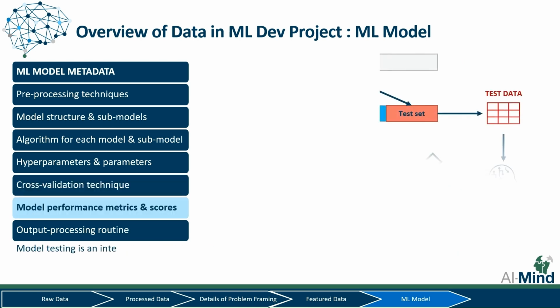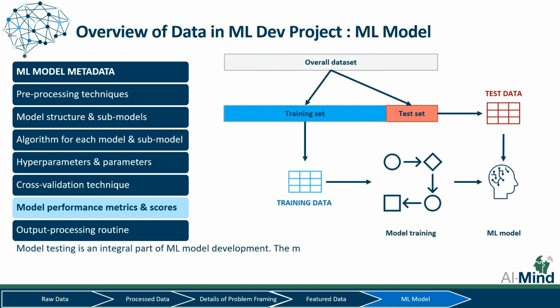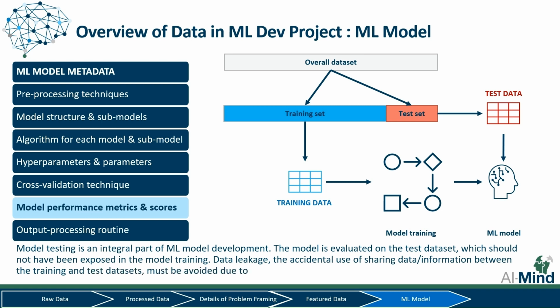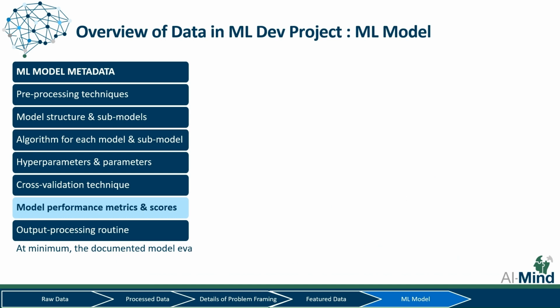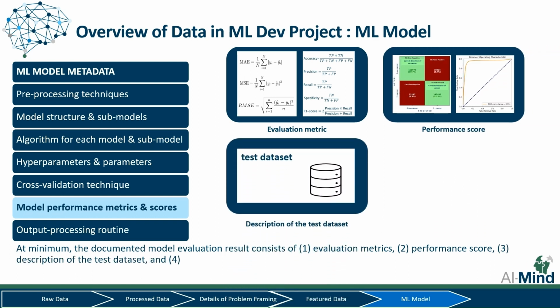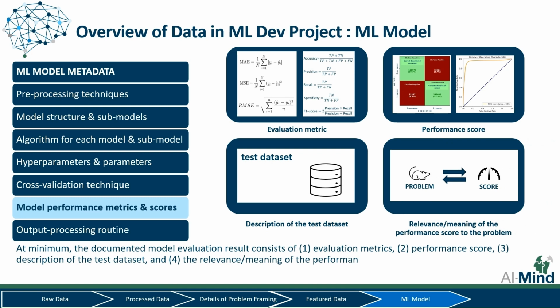Model testing is an integral part of ML model development. The model is evaluated on the test dataset, which should not have been exposed in the model training. Data leakage, the accidental sharing of data or information between the training and test datasets, must be avoided due to its tendency to overestimate the performance of the model. At minimum, the documented model evaluation result consists of evaluation metrics, performance score, description of the test dataset, and the description of the relevance or meaning of the performance score to the problem.